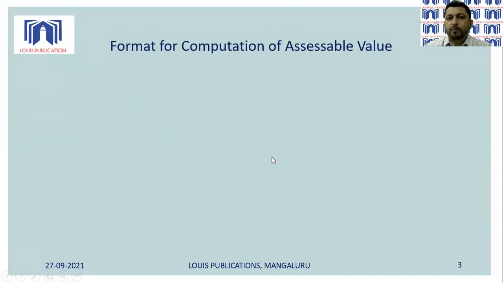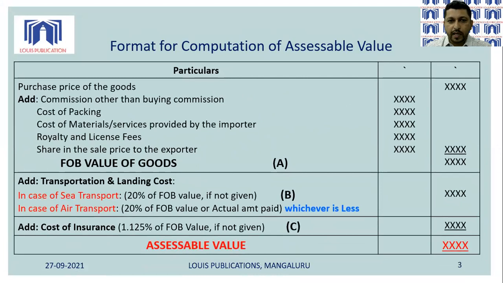So let's look at the format for computation of assessable value. We take the price of the goods as a starting point. Then we have these 5 items: commission other than buying commission, cost of packing, cost of materials or services provided by the importer, royalty and license fees paid by the importer to the exporter, and share in the sale price to the exporter. When I add these values to the purchase price, you get the free on board value of goods.